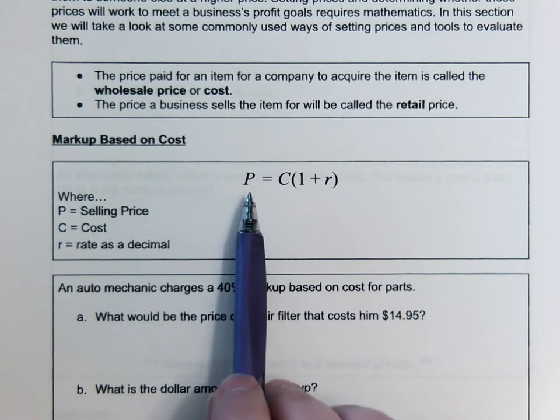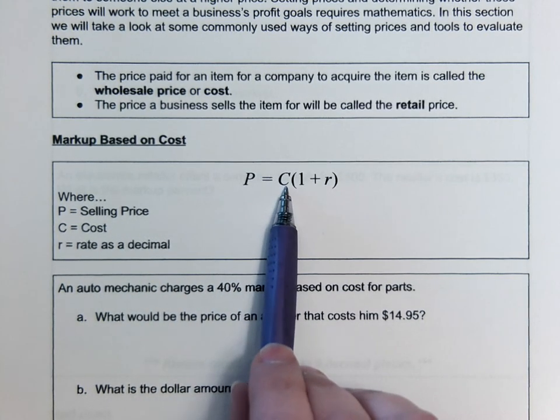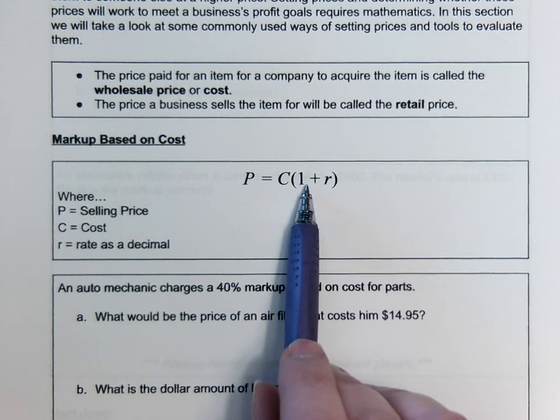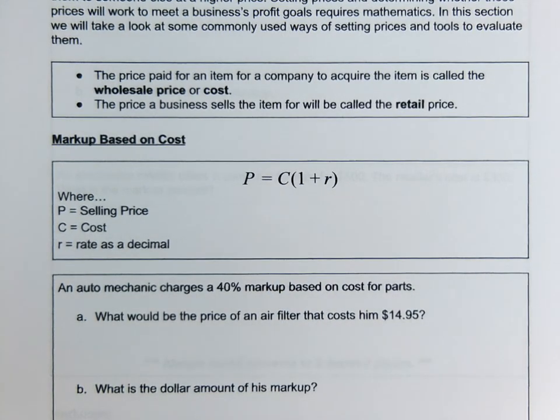All right, so P is going to be our selling price, C is our cost, 1 plus our rate as a decimal. So this really is no different than any formula than our compound interest formula that we've been using, especially in our last topic. Okay, so let's see how this works.